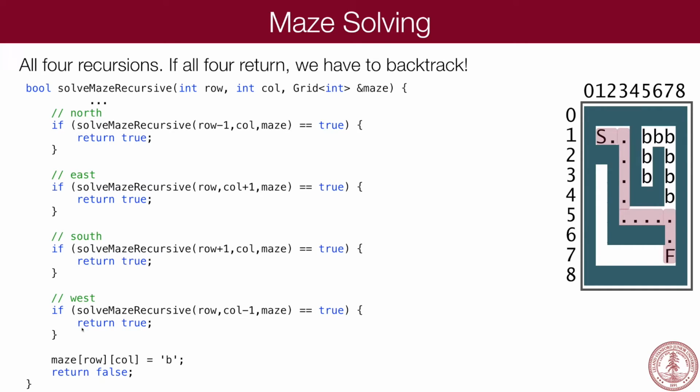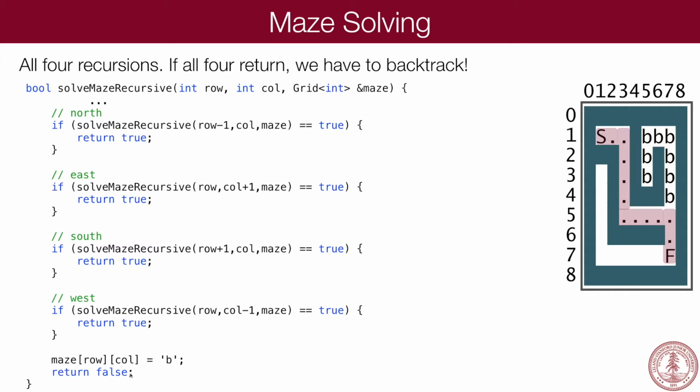If we get through all of those and none of them have returned true, well, if we do return true, that was part of the path. But if we don't return true, that means we've hit a position where we didn't get to the finish and we can't go in any other direction because we tried them all. We tried north, east, south, and west. So now we mark it with a B for backtrack, and return false, meaning we didn't find a path down this direction.